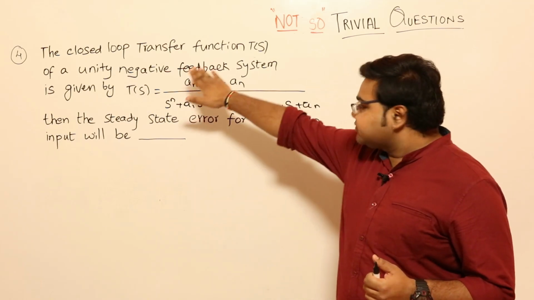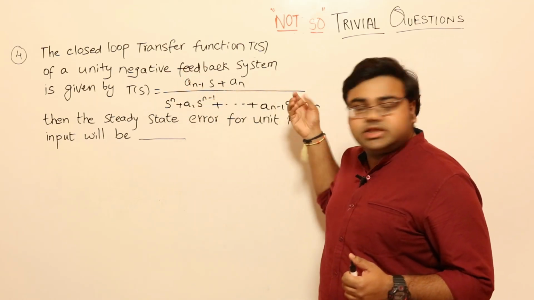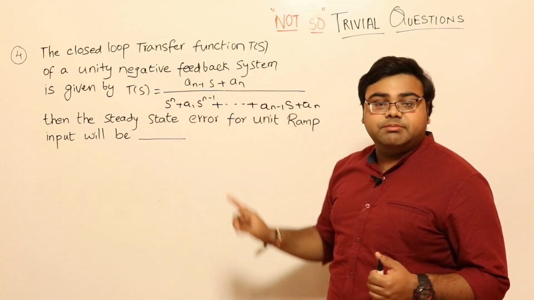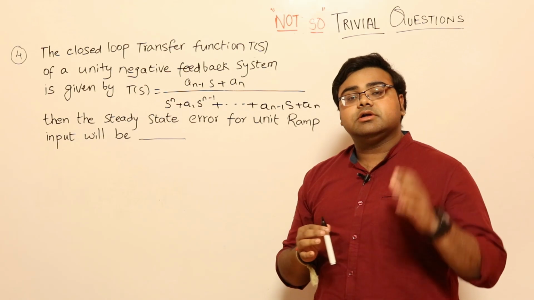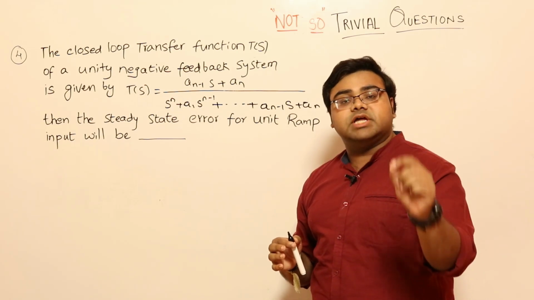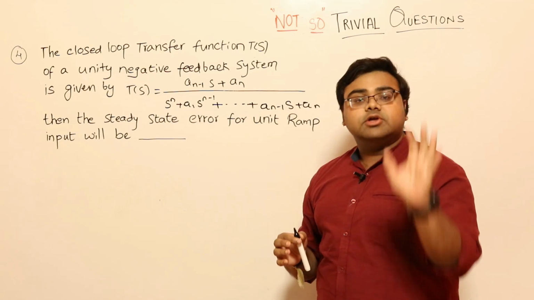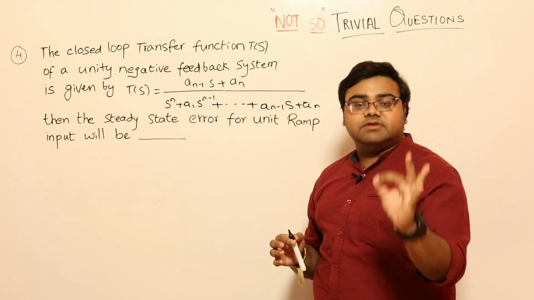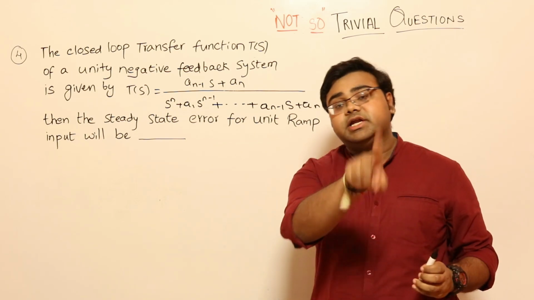Okay, so this particular question, consider this expression. Read the question very carefully. It says unity negative feedback. The moment you get such a thing in the question, understand that you can apply all the formulas for KP, KV and KA. The moment you get this in the exam, please write the formula based on what error they are asking you.